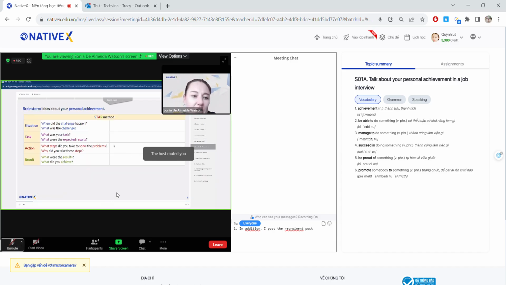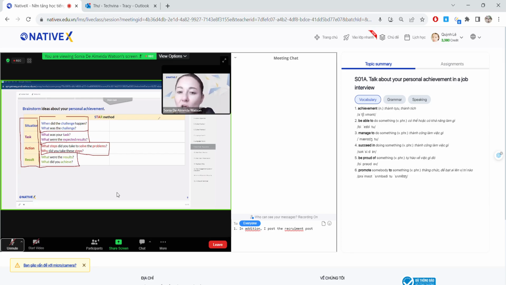Now, let's have a look at our STAR method. What you're going to do is think about your best personal achievement at work. You're going to answer this question using our STAR method. Remember, look at the questions to help you get all the information you need for each part of your STAR method. This will help you to give the best answer.